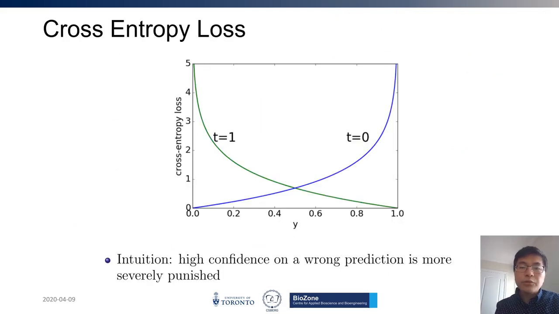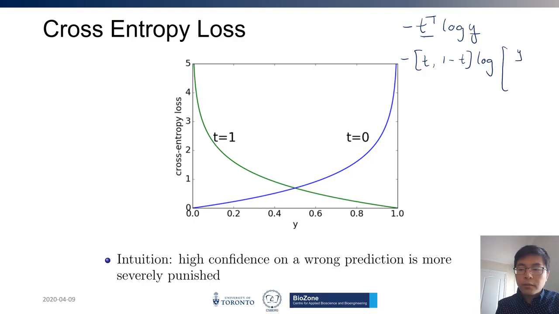Let's take a look at an intuition behind cross-entropy loss. On the previous slide, we recall cross-entropy loss in the multivariable case was minus t transpose log of y. These are both vectors, so we can expand this in the two-variable case to have t, comma, 1 minus t, log of y and 1 minus y.